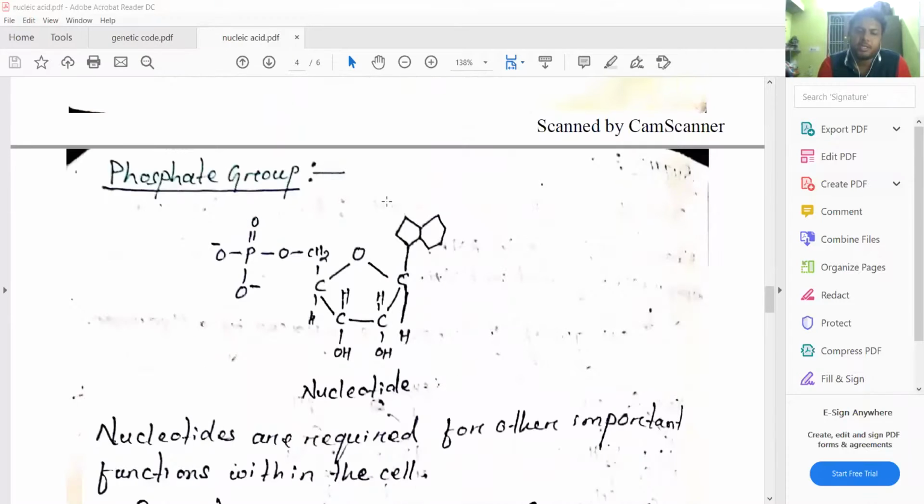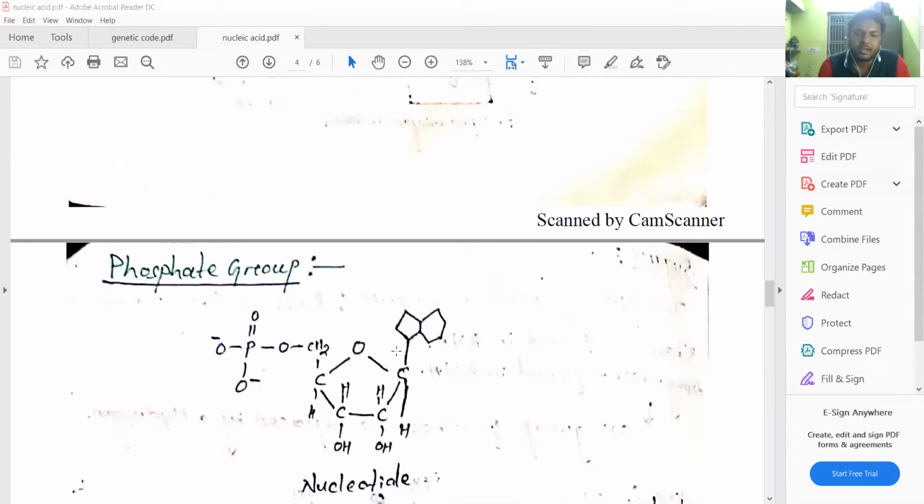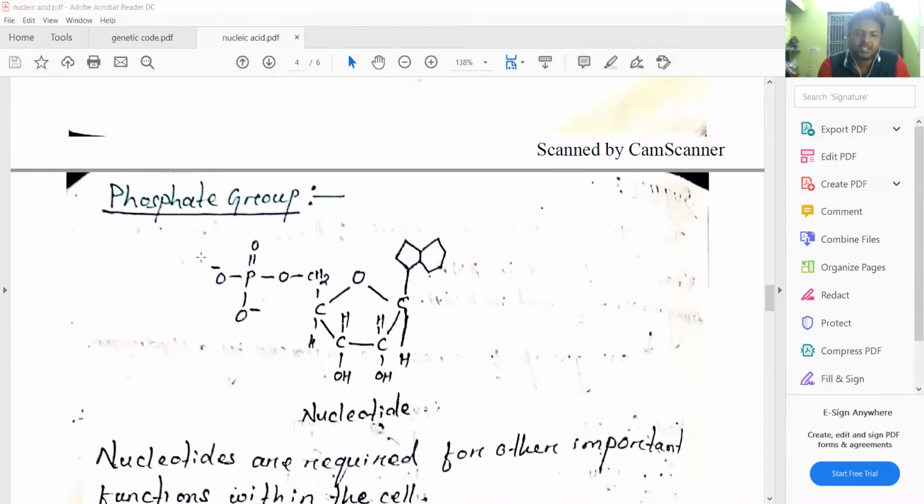So here this is the basic structure of a nucleotide. This is the N base. This is your pentose sugar. This is the ribose sugar. Here, at the 2' carbon, the 2' hydroxyl group is there. That's why it is here, in the case of RNA. So this is the phosphate molecule.